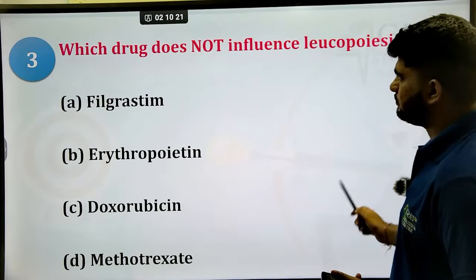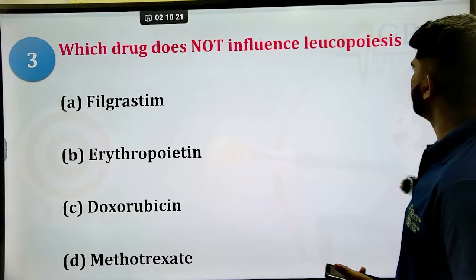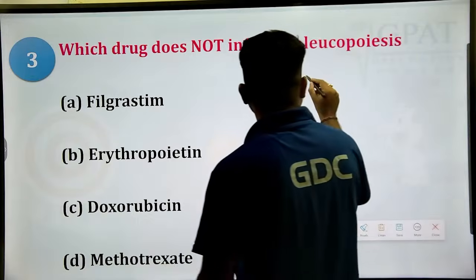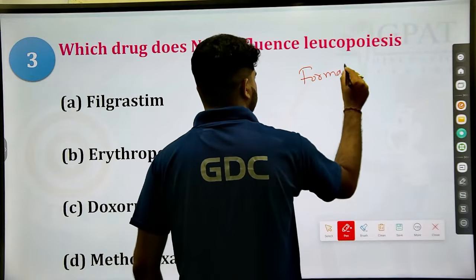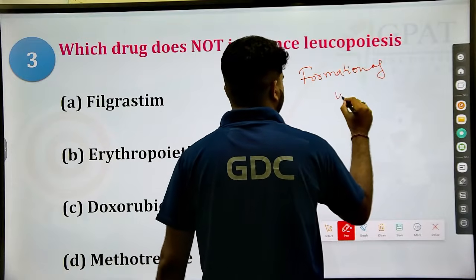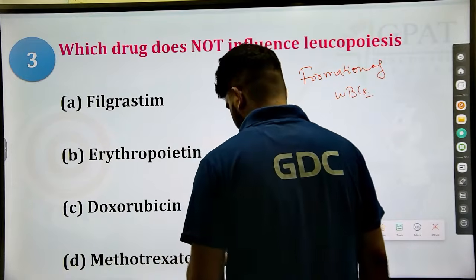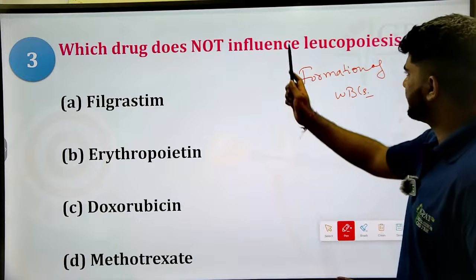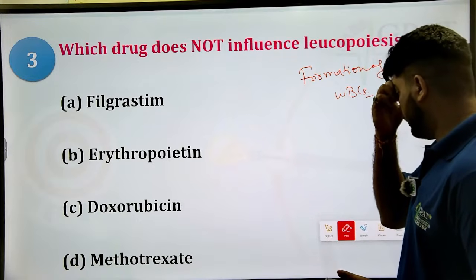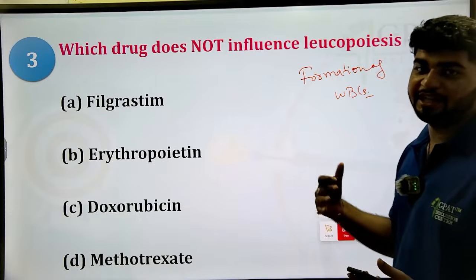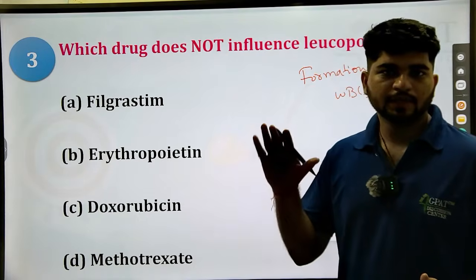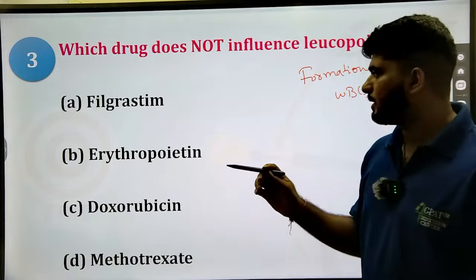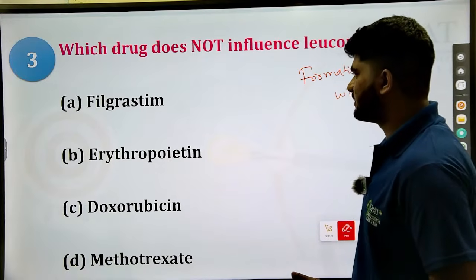Okay, so now, which drug does not influence leukopoiesis? Leukopoiesis is nothing but the formation of WBCs, right? White blood cells. Filgrastim, erythropoietin, doxorubicin, or methotrexate does not influence leukopoiesis. They are asking which does not influence leukopoiesis, either in a positive manner or in a negative manner. That means it will diminish the production of these WBCs. Is it filgrastim?